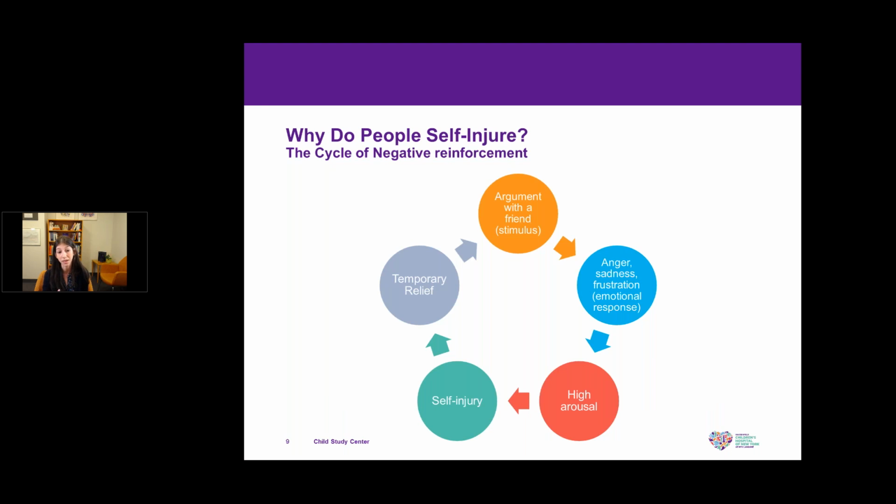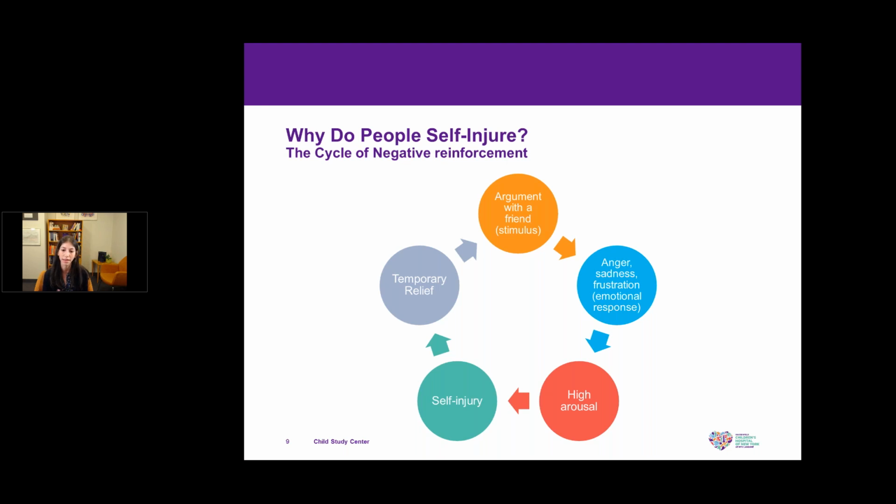On this next slide, I'm going to be speaking about that most common type, the automatic negative reinforcement. I'm going to talk about this cycle of negative reinforcement and how it works and how it gets maintained. There can be any stimulus, really. I have here argument with a friend because that's a common one that I see, but it can be argument with a parent, getting a bad grade, any conflict with a teacher, some stimulus that leads to an emotional response, typically a negative emotional response.